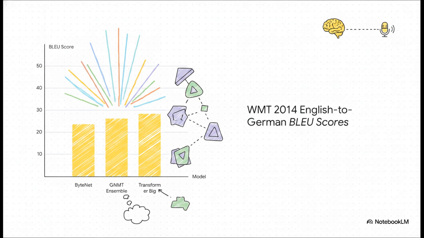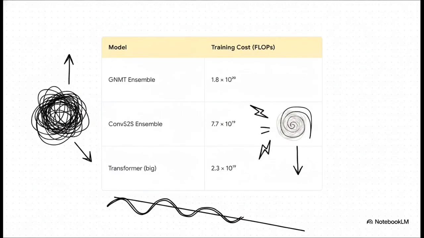Beating the best ensembles by over 2 full BLEU points is just a massive leap in translation accuracy. And the transformer didn't just win on accuracy, it completely rewrote the rules on computational efficiency. If you look at the training cost comparisons measured in floating point operations, or FLOPs, previous ensemble models required a massive 10 to the 20th or 10 to the 21st power. The transformer achieved its superior score requiring only 10 to the 18th or 10 to the 19th FLOPs. That is a tiny fraction of the computational training cost of the very models it was beating.